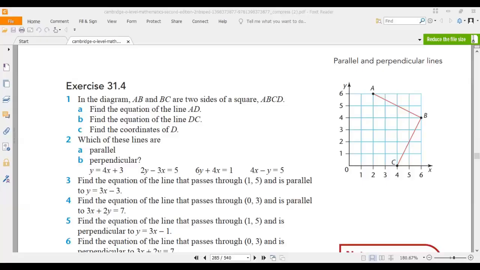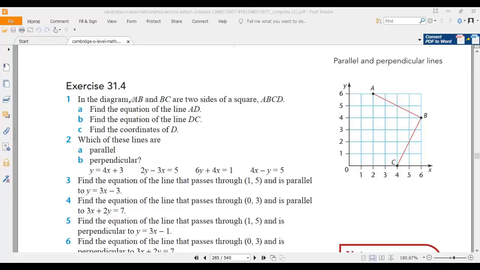This chapter is related to coordinate geometry and we have already completed exercises 31.1, 2, 3. That was the basic level of coordinate geometry. So today we will solve a little bit higher level of coordinate geometry problems. I hope you will understand this one properly.